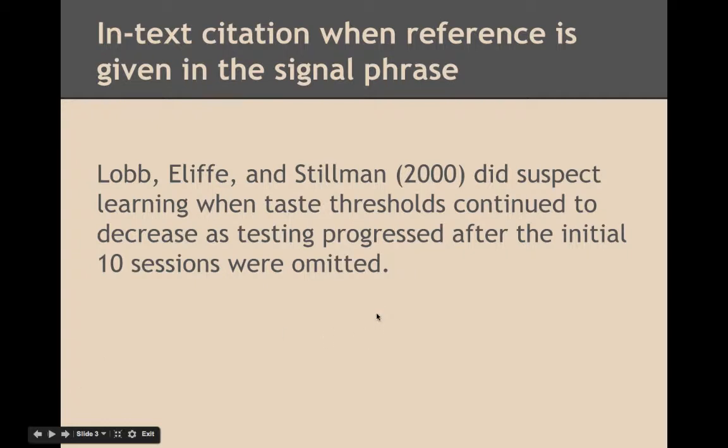Okay. This particular slide is demonstrating how to cite if you're using the authors of a reference in the signal phrase or as the subject of your sentence. Notice here we have three authors. Notice the year goes directly after the author's name. It does not go at the end of the sentence.